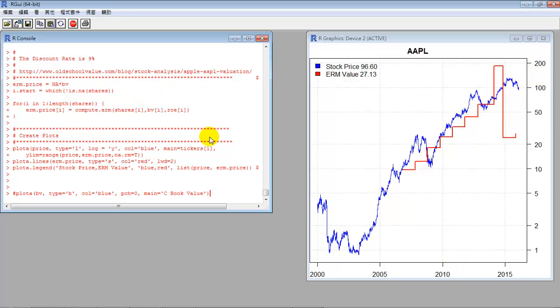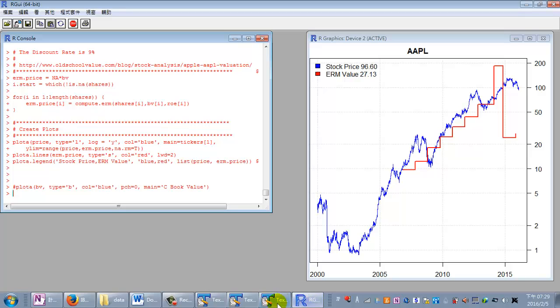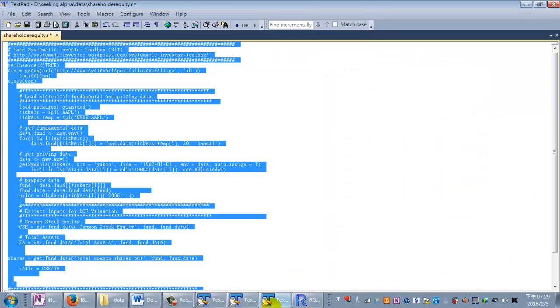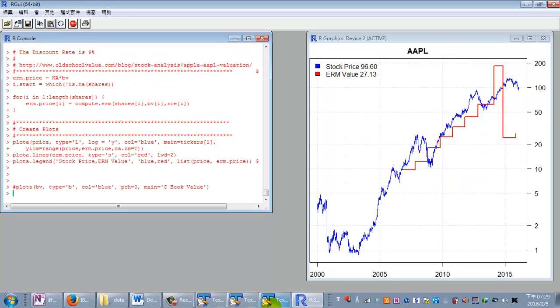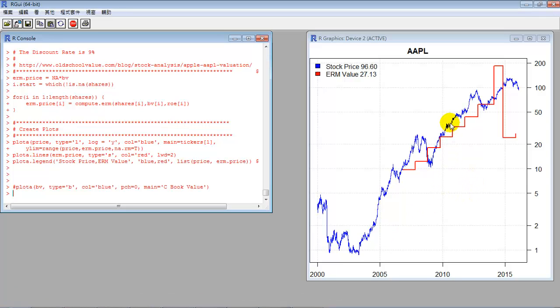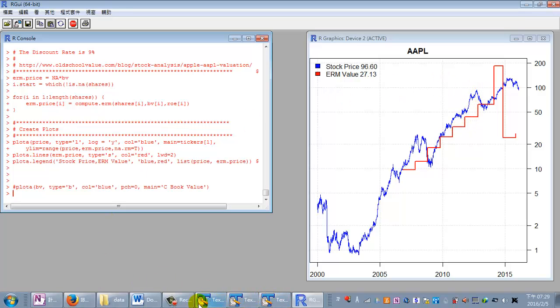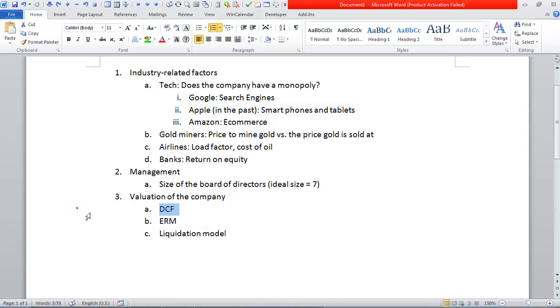So when you find a liquidation valuation that's higher than the current stock price, that's a pretty good sign to go long in that stock. And if you had gone long on the stock in 2011, you would have essentially doubled your investment over the course of not even, well, a couple years. So that's it. Those are the three valuation types.